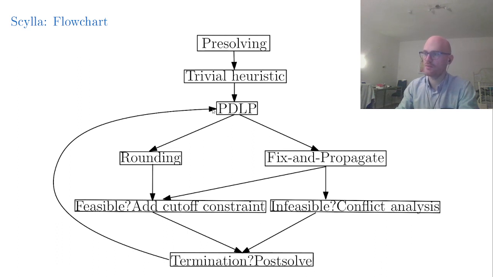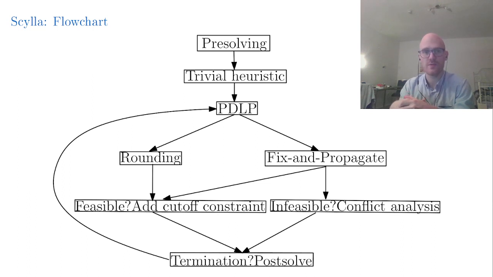We'll see exactly what that means later. And then either applying rounding to this solution from the LP, which will typically be fractional, or a so-called fix-and-propagate step. We'll see exactly what that means. If this is yielding an infeasible solution, then we can analyze the conflicts, that is, analyzing the contradictions between our fixings and some constraints that cannot be respected anymore.